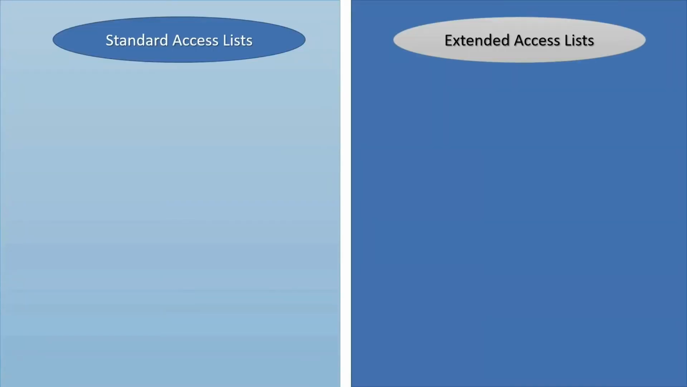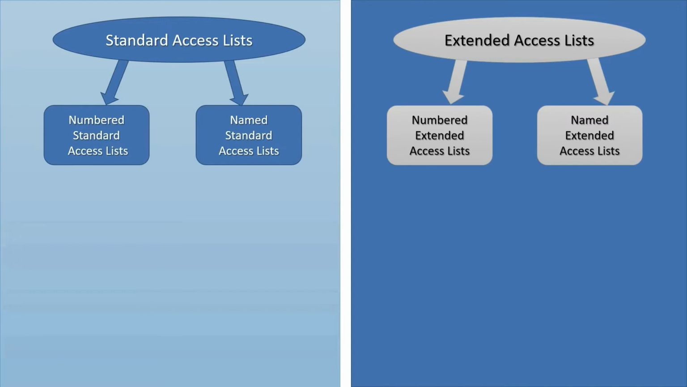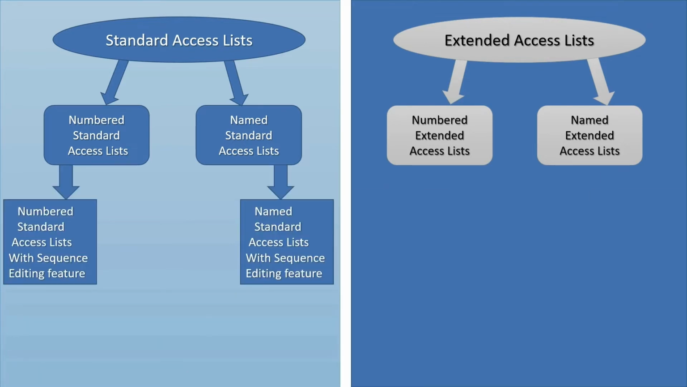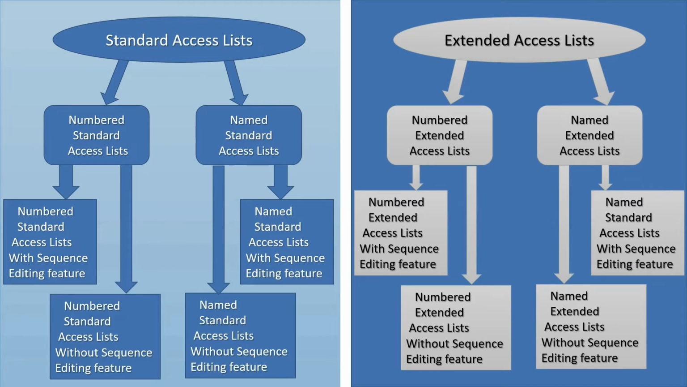There are mainly two types of access control lists, standard and extended. You can further classify these types into two subtypes, numbered and named. A standard access list can be either a numbered standard list or a named standard access list. Similarly, you can have a numbered extended access list or a named extended list. Beginning with IOS version 12.3, Cisco introduced a new feature to edit existing ACLs. This feature is called the sequence editing feature. You can further classify ACLs based on this feature. Let's discuss the properties, characteristics, and functions of ACL types and understand how each type differs from the others.